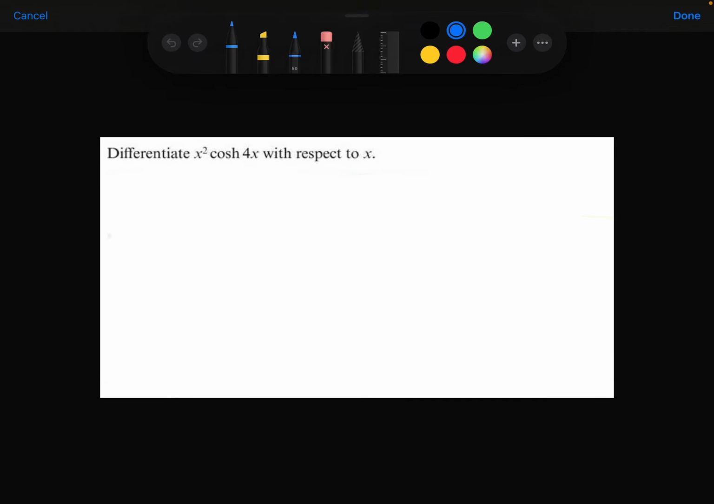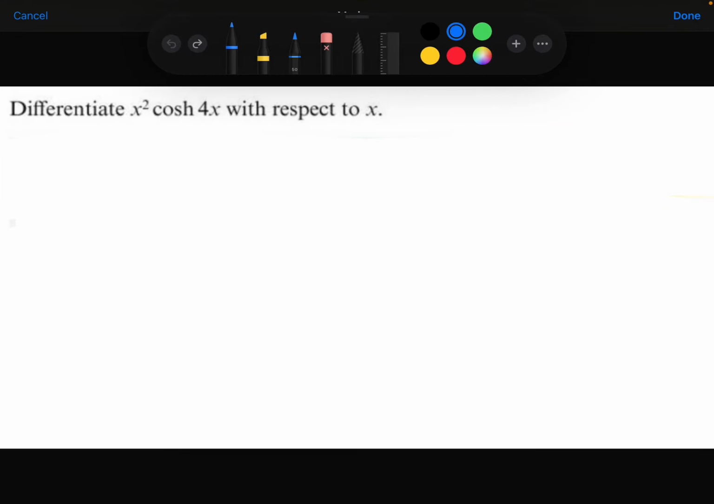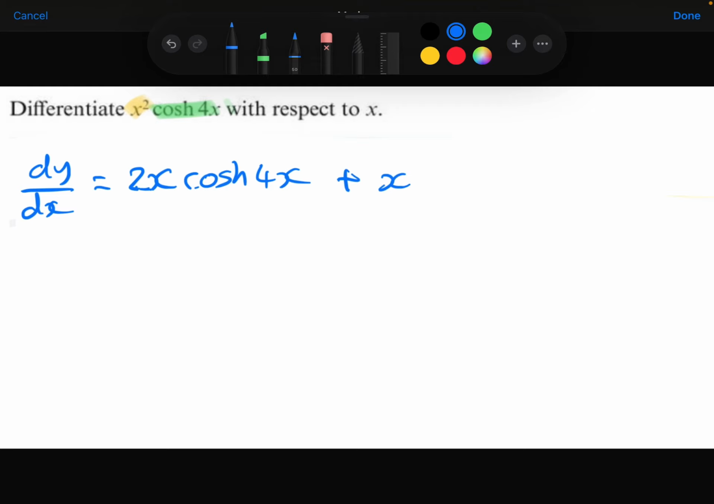We're now going to differentiate x squared cosh 4x. So we're going to have to use the product rule here because we've got the product of x squared times cosh 4x. So using the product rule, I'm first going to differentiate the x squared to get 2x, and then multiply that by the cosh 4x. I'm now going to differentiate the cosh 4x and multiply it by the x squared.